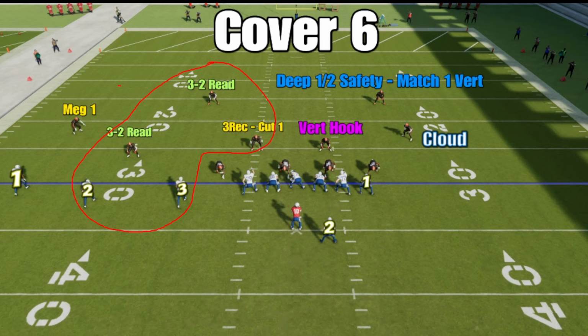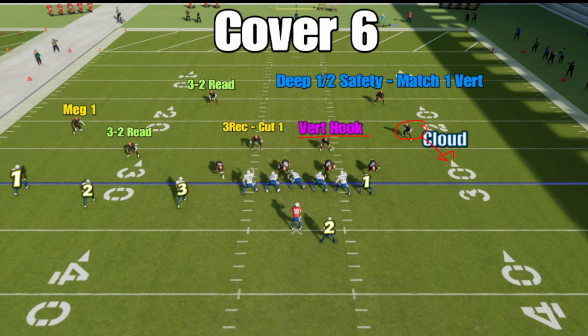Okay, we still have that same 3-2 read deal, right? So they're still playing stubby on this side of the field, and he's still Meg. So nothing really changes. Where it changes is on the backside over here, and they play it a lot better. This guy here is going to play vert hook, okay? And he's going to play the cloud corner.